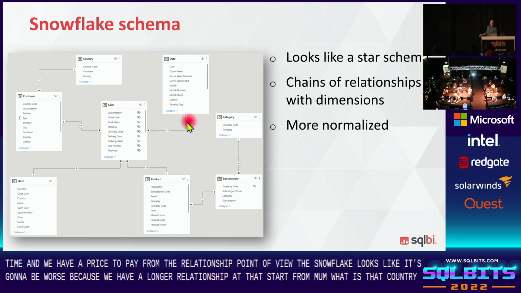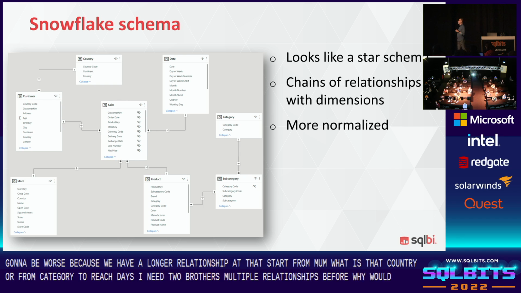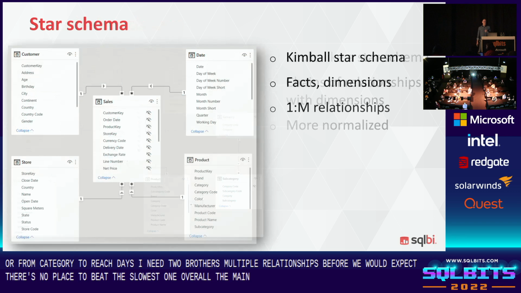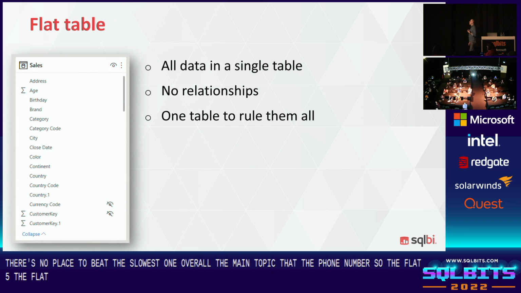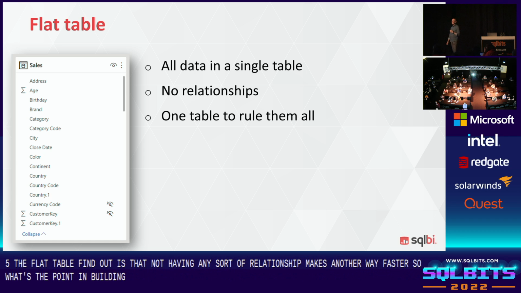To go from country to reach sales, or from category to reach sales, I need to traverse multiple relationships. Therefore, we would expect the Snowflake to be the slowest one overall. And the main point that the followers of the flat file, the flat table, make is that not having any sort of relationship makes the model way faster. So what's the point in building a star schema?